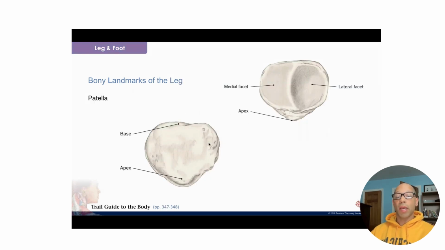So here's the patella. It has an apex, and the apex is actually at the bottom of the patella. The base of the patella is at the top, and this is a front view. And in the rear view on the upper right here, you see these two facets. And so these are just more depressions here that the two parts, those two bumps on the end of the femur, can sit in and rotate around a little bit.